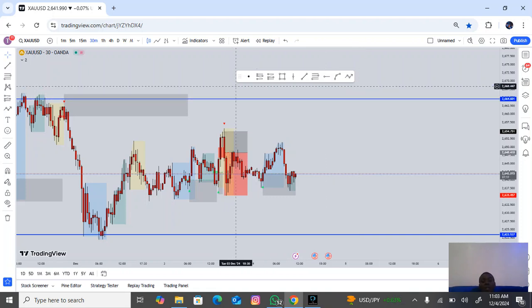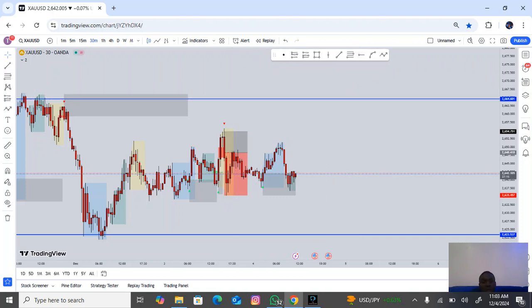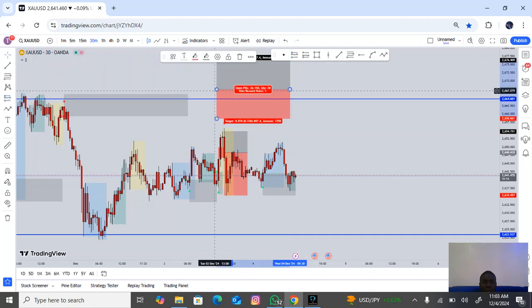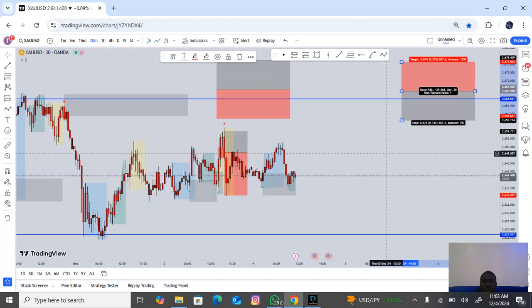All right, I'll start by explaining the position tools, which are the long position and the short position. What is long? What is short? When you are buying a particular pair, you are longing that pair, and when you are selling a particular pair, you are shorting that pair. All right. So this is the short position and this is the long position.